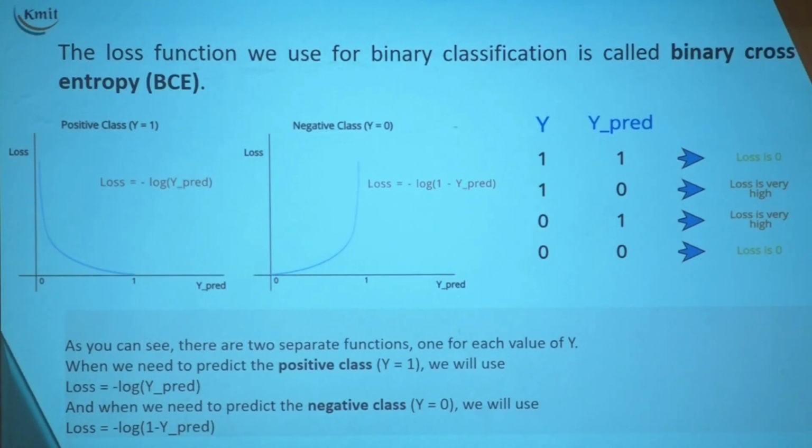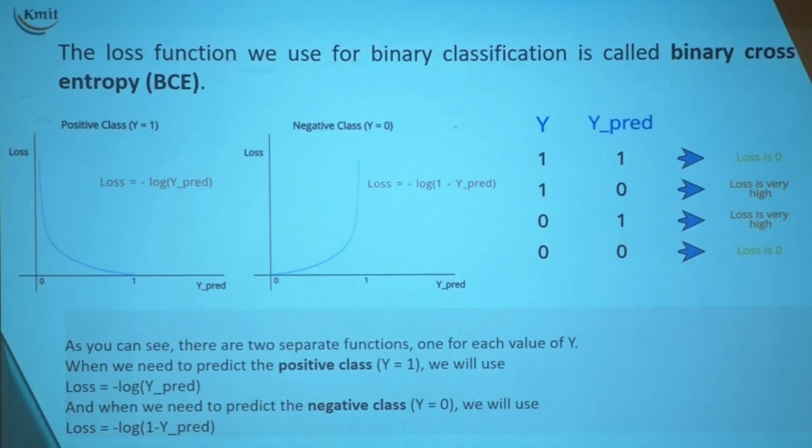Now look at the truth table kind of thing. I have y and y prediction. What is y? The actual value. What is y prediction? The predicted value. If suppose I have actual as 1, predicted also 1, which means what? Correct prediction. So our loss would be what? 0. Because actual is 1, prediction is also 1. So there is no loss. Machine has predicted correctly. So accuracy is 100. So loss would be 0.